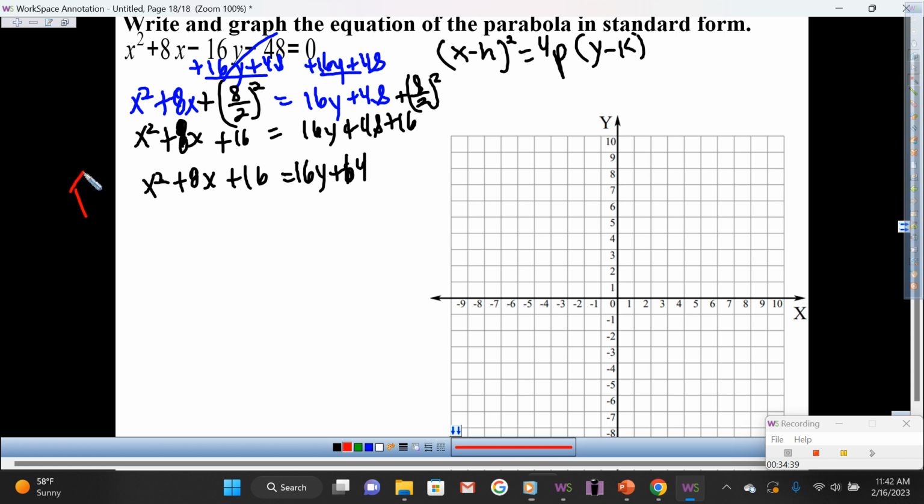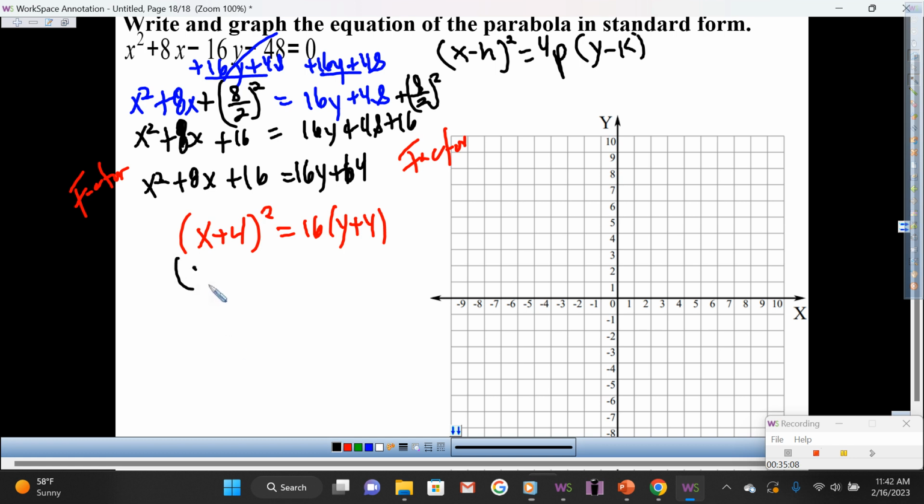Factor, okay. So we're going to factor here and factor here. So what do I end up with on the right side? X plus 4 squared. GCF here is, everyone, 16. We're left with y plus 4. All right, that looks pretty good. So let me write the other one underneath. X minus h squared equals 4p times y minus k.